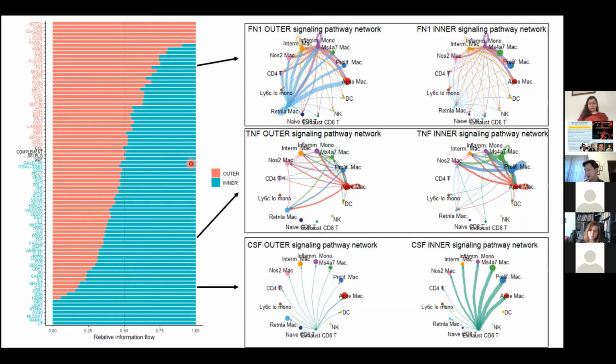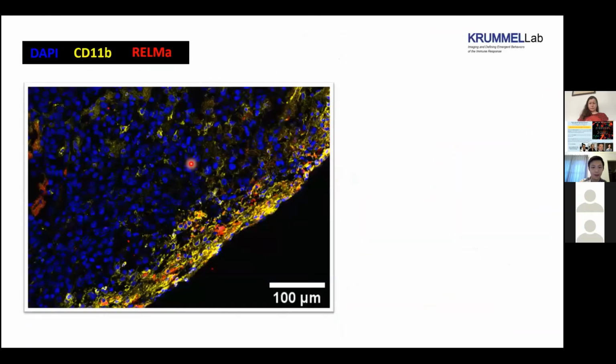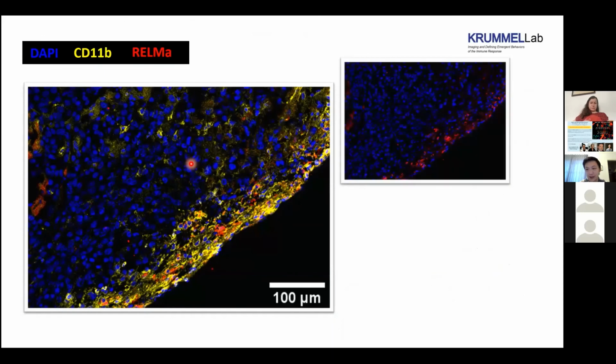So I think this is a nice demonstration of what additional information you get from spatial information, and taking tools that have been developed for cell-cell communication and marrying the two. And indeed, going back to that retinal positive macrophage population, we wanted to verify this is true. By IF, you can see that in this case, retinal, also known as RELMA, stains nicely and is restricted very nicely to the exterior of the tumor.